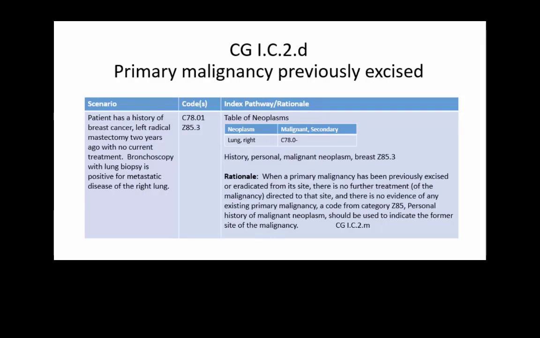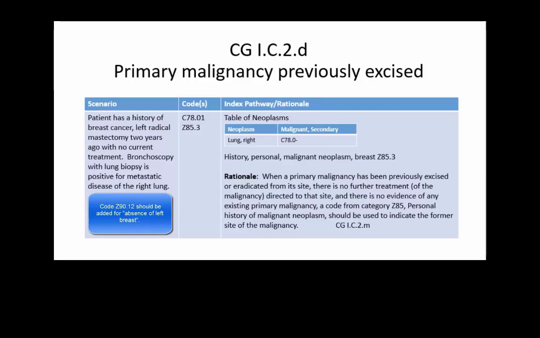This guideline has to do with previous excision of a malignancy. Say the patient here has a history of breast cancer and had a radical mastectomy on the left 2 years ago, has no current treatment, but bronchoscopy has shown that that original breast cancer has metastasized to the lung. So the lung would be your secondary malignant cancer. The breast would be coded as a Z85.3.